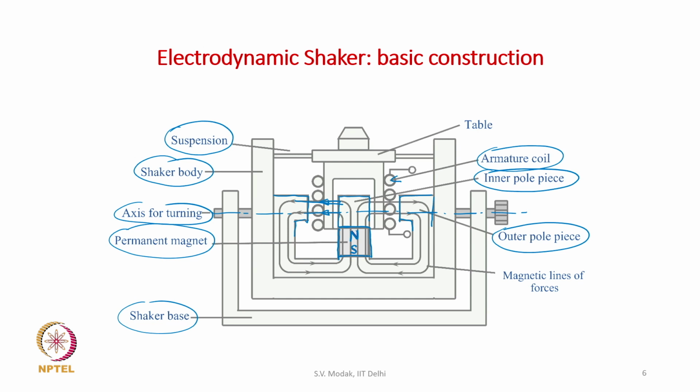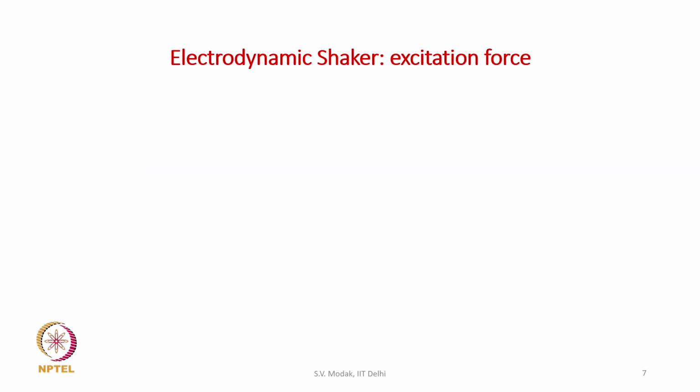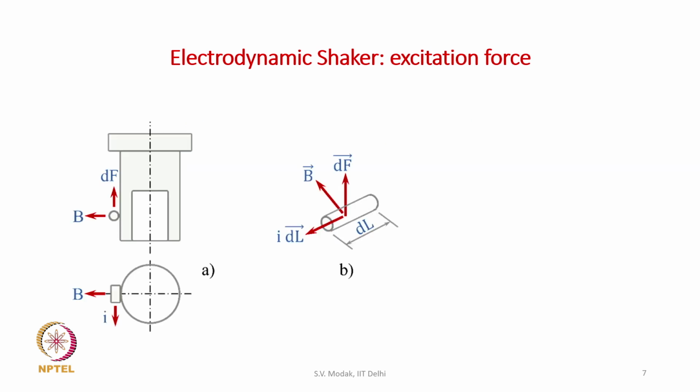So, how is this force generated? Let us look at this figure. In figure A, we have shown the front view and top view of the armature with the coil, and only a small dl length of the armature coil has been shown. In the lower part of the figure, this is the dl length of the coil, which is wound around the armature.